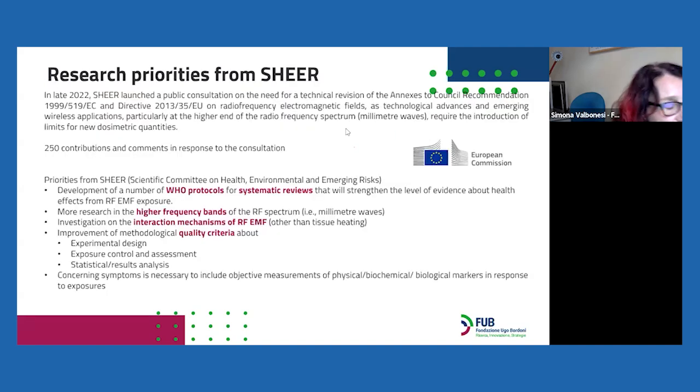SCHEER identified different priorities. In late 2022, SCHEER proposed a public consultation on the need for a technical revision of the annexes to the Council Recommendation 1999/519 and Directive 2014/35 related to exposures for the general public and workers.